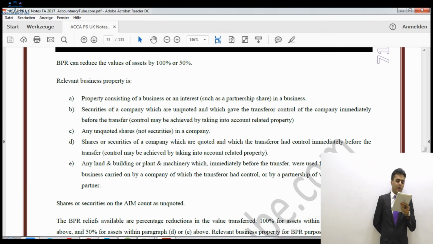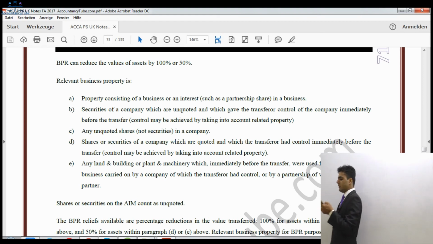Now, business property relief, as I said earlier as well, for A, B, and C will be 100%, and 50% for the assets within D and E. Relevant business property for BPR purposes excludes assets of a company which were not used for business purposes, as I said. Now, what are the conditions for business property relief? It is applicable to all of these.